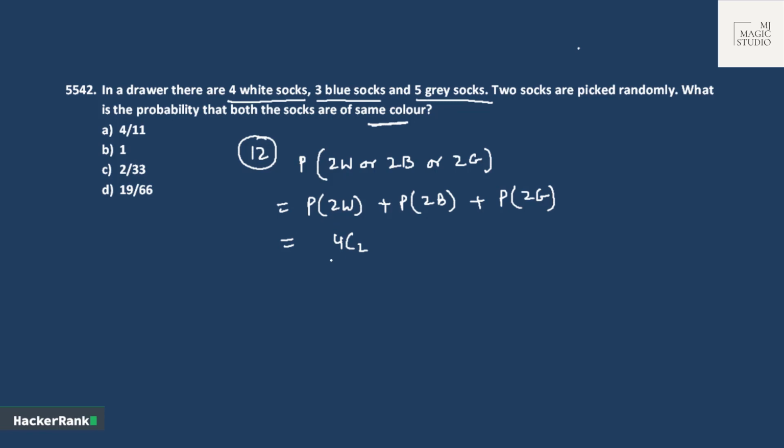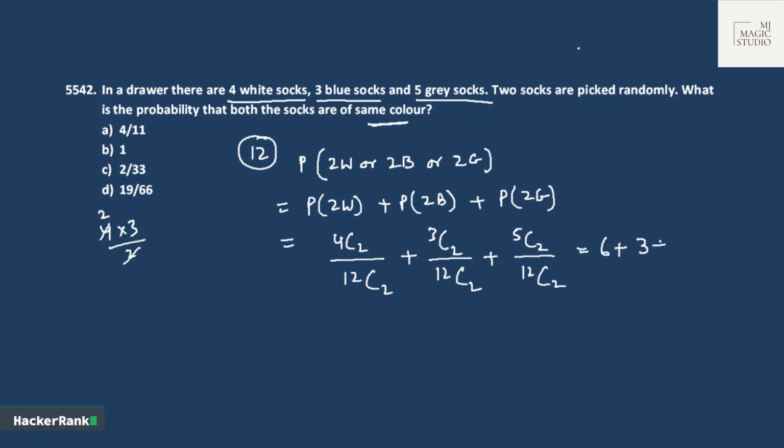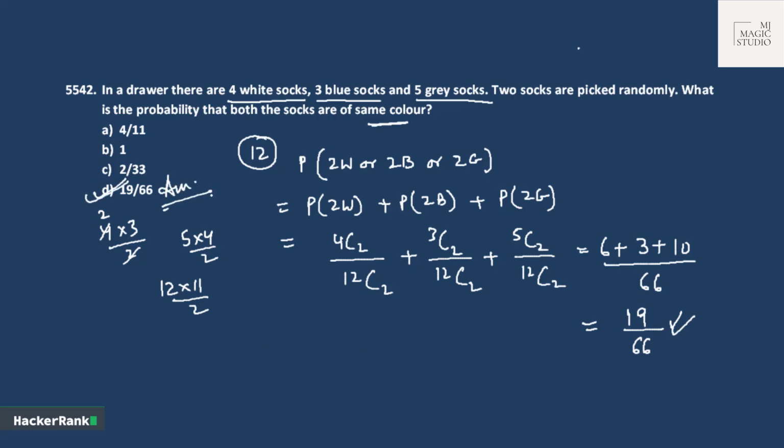Probability that both are white is 4C2 by 12C2. Both blue is 3C2 by 12C2. And both grey is 5C2 by 12C2. We just need to calculate this. 4C2 is 4 into 3 by 2, that is 6. 3C2 is 3. 5C2 is 5 into 4 by 2, that is 10. 12C2 is 12 into 11 by 2, that is 66. So this becomes 19 by 66. The required probability is 19 by 66, which is option D.